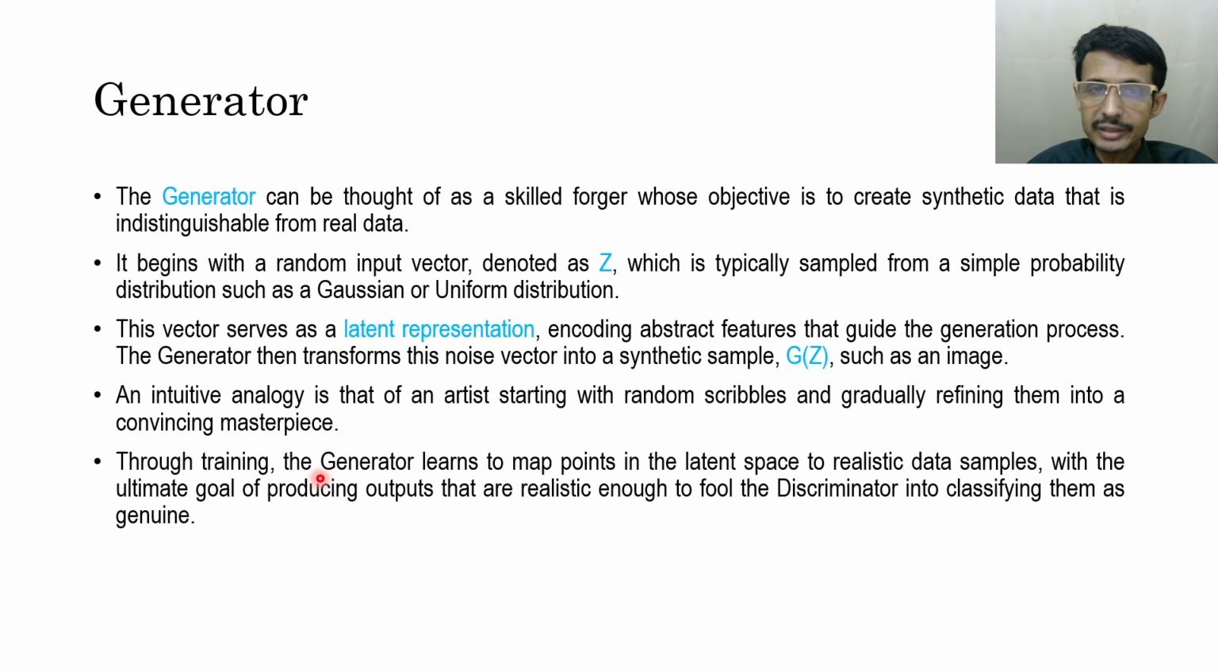Through training, the generator learns to map points in a latent space to realistic data samples, with the ultimate goal of producing outputs that are realistic enough to fool the discriminator into classifying them as legitimate. So, the basic understanding from the figure is that the goal of the generator is to generate such a sample which may be generated. We can say it's fake, it's not real, but it looks real.